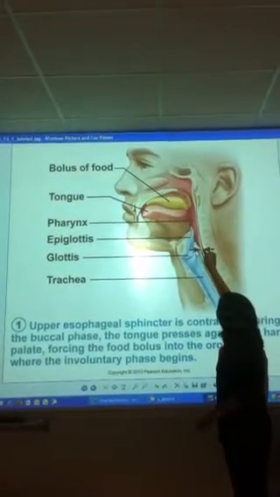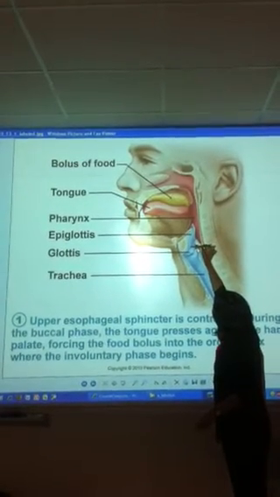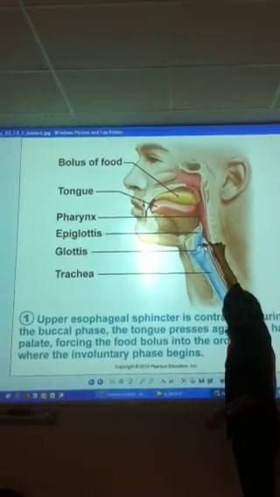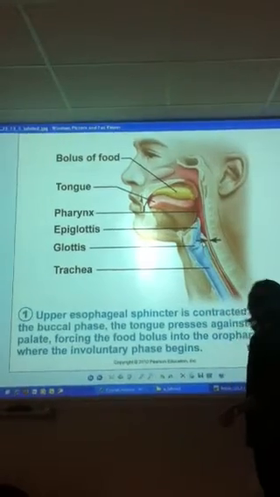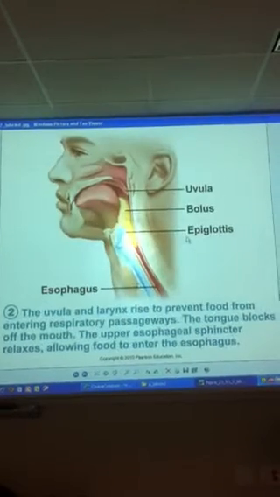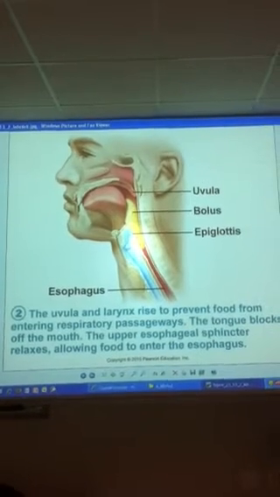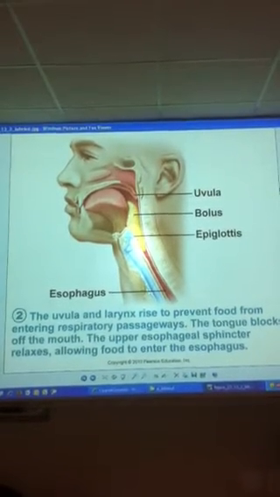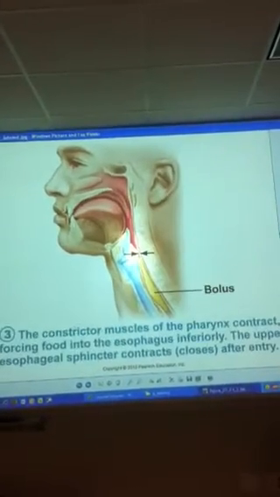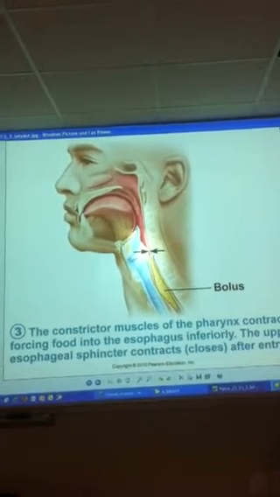There's a circular band of muscles here, an extra band of muscles that act as sphincters. They keep the esophagus closed so that it opens up only when the food comes to this region. So this is the upper esophageal sphincter. It's contracted, and you'll see as the food comes to that region, the sphincter relaxes and it allows food to go in. You can see the epiglottis has closed off the opening into the larynx. So food is forced to go down the esophagus. And then as the food goes past that point, the upper esophageal sphincter also closes.